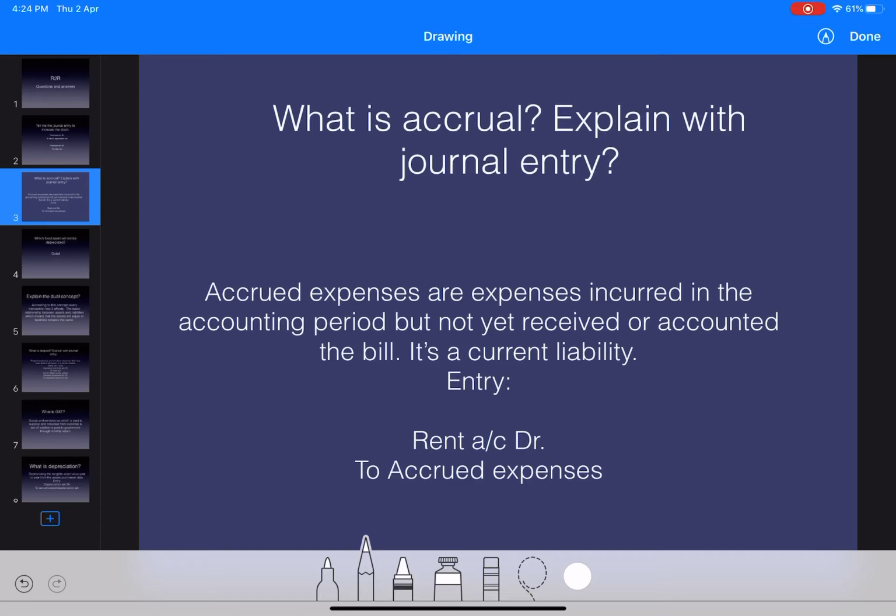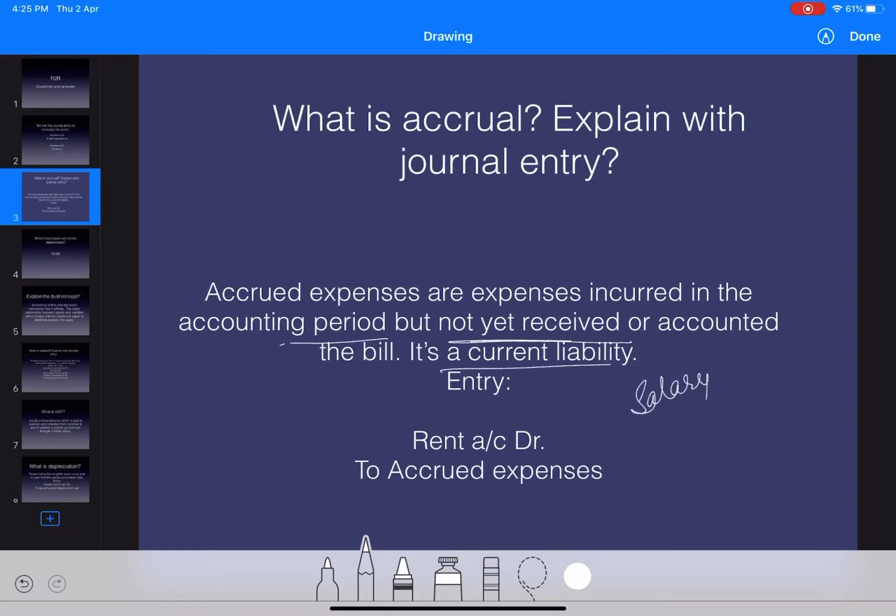So what is accrual? Accrued expenses are the expenses incurred in the accounting period but not yet received or accounted the bill. It is a current liability. So accrued expenses are those expenses which are incurred in the accounting period but not yet received during that particular month. All right, for example, suppose we are rendering services to the company and the company is paying salary to us.